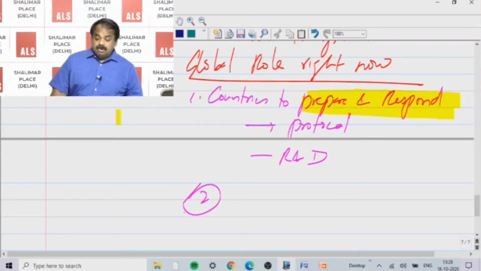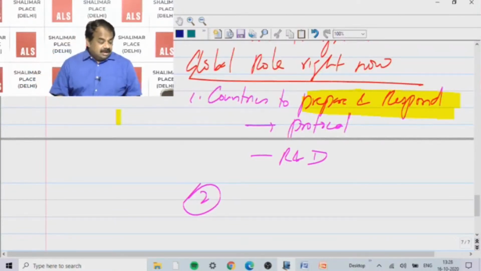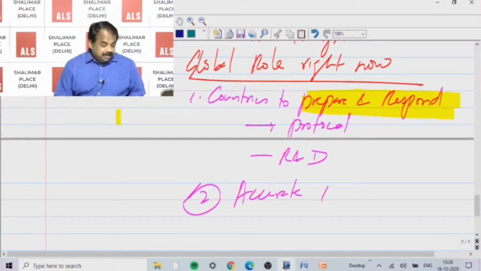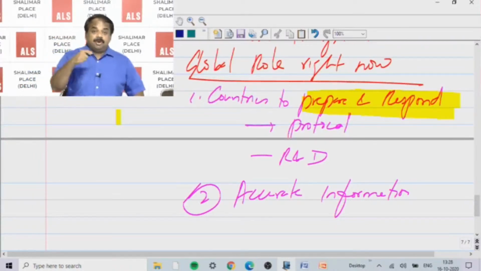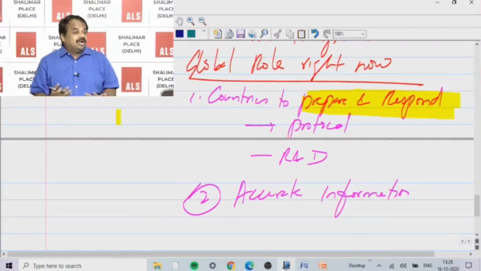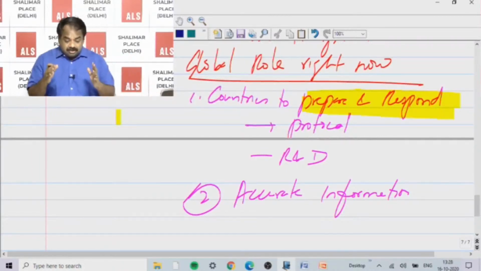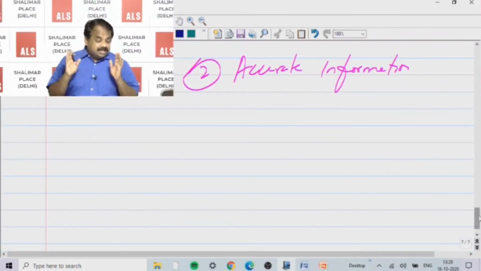Number two is providing accurate information, busting dangerous myths, especially in our social media. Because when WHO says something, we have to believe. But that is where the problem also came. When WHO initially did not say that human to human transmission is taking place, when WHO failed to tell it at the right time, that is where the question mark about the reliability of WHO also came. Otherwise, 99% of the time, WHO provides accurate information.